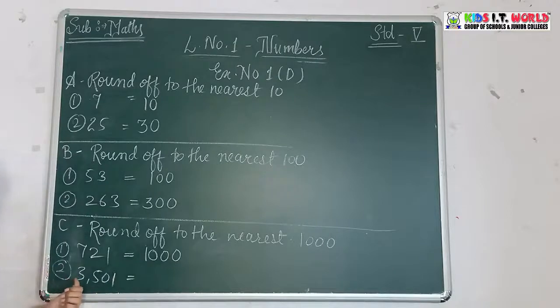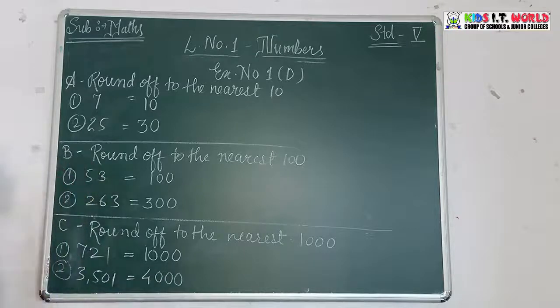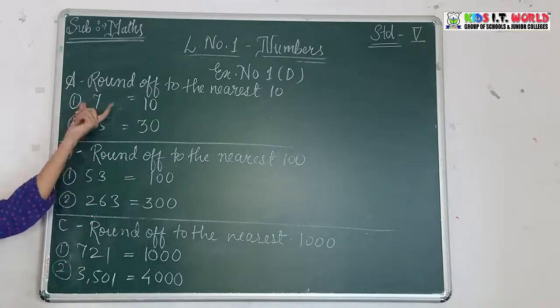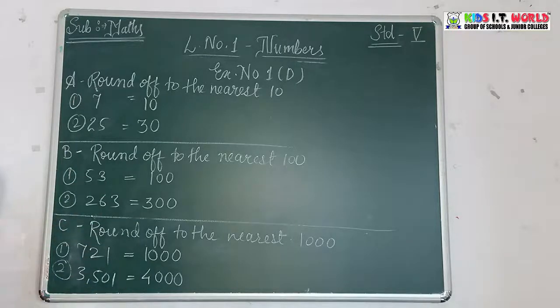Here 3501. Again it is greater than half, greater than 500. So its rounded value nearest to the 1000 will be 4000. In this way you have to round off the value. It's very easy. Just see whether the number is greater than 5 or less than 5.